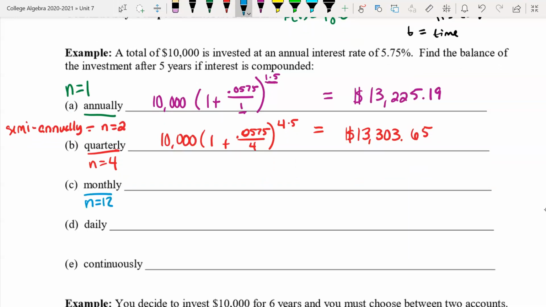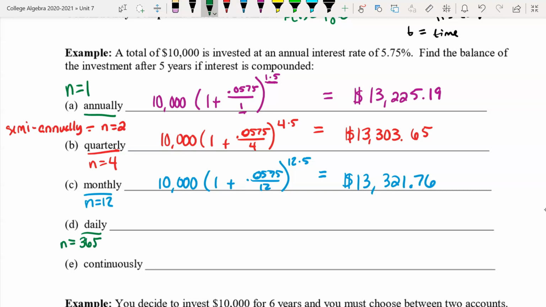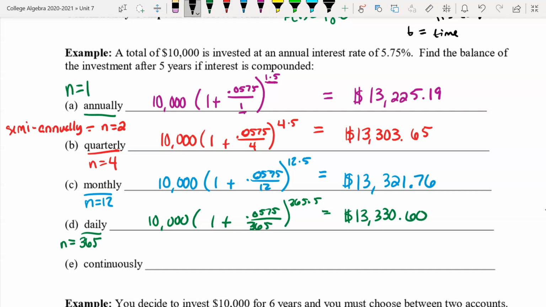Monthly, your N is 12. We're using the same numbers, but now our N is 12 instead of 4, and it's 12 times 5. Again, practice typing this into your calculator. You should get $13,321.76. Lastly, you have daily. There's 365 days in a year. So I would take 10,000 times 1 plus 0.0575 divided by 365, raised to the 365 times 5. This one, you should get 13,330.60.